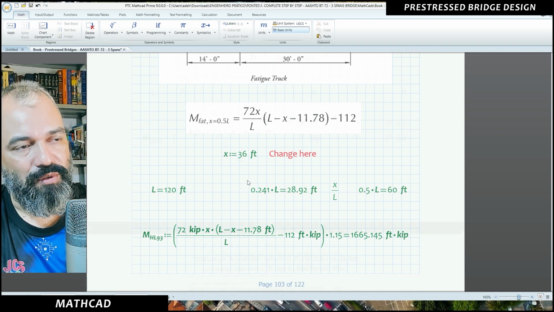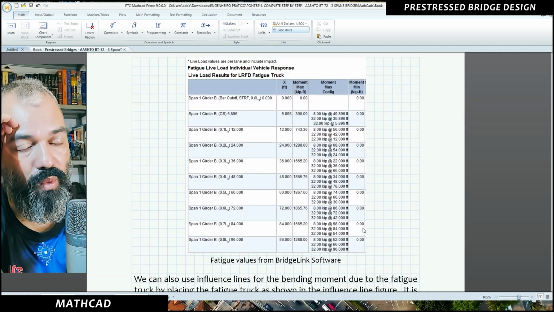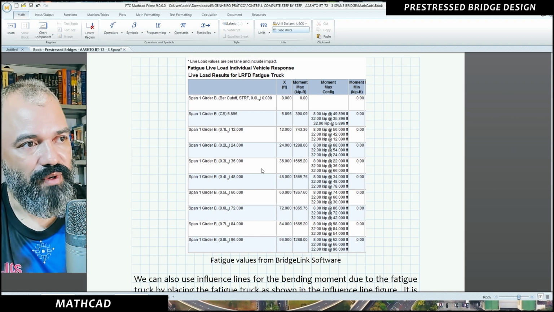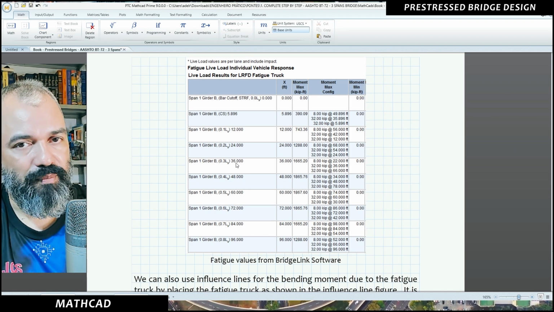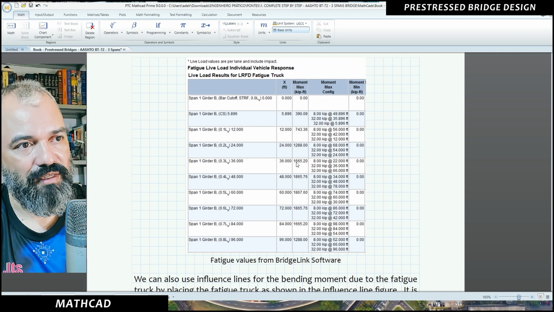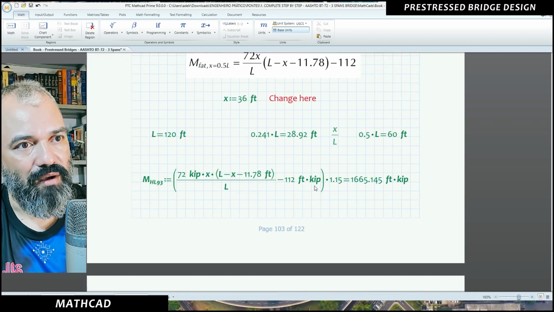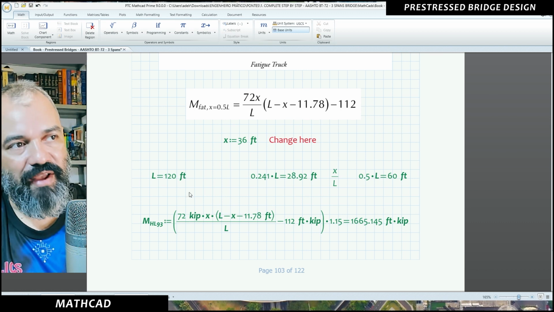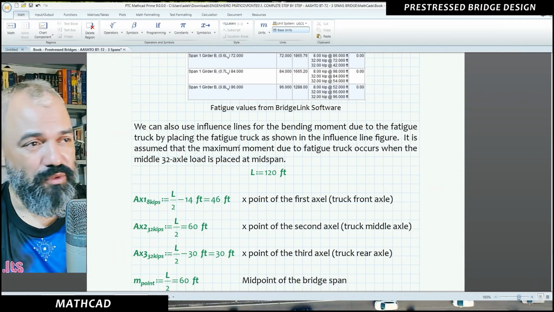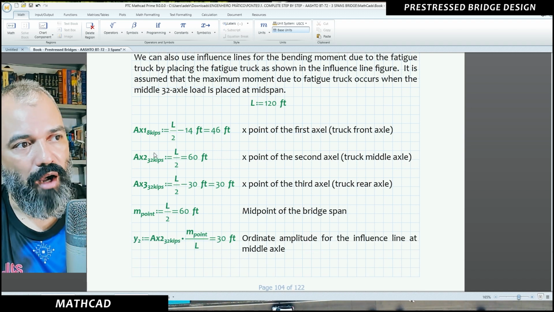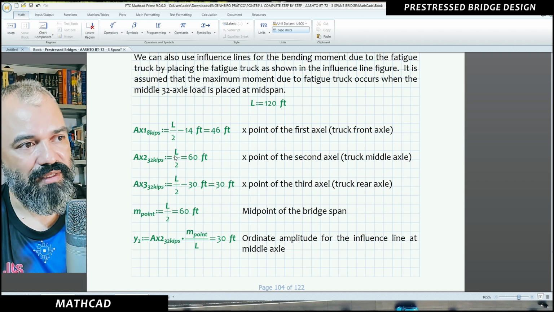All right, so I put it also in our software. This is taken out from the BridgeLink software. You can see here at the point 36 feet, you can find these stresses caused by the fatigue, the same as we calculated here using the classical equation for finding fatigue over a bridge. But we can also use influence lines, as you can see here.